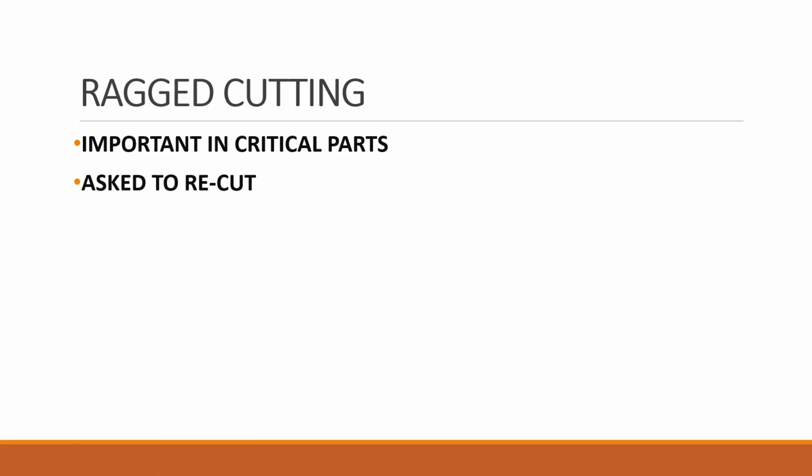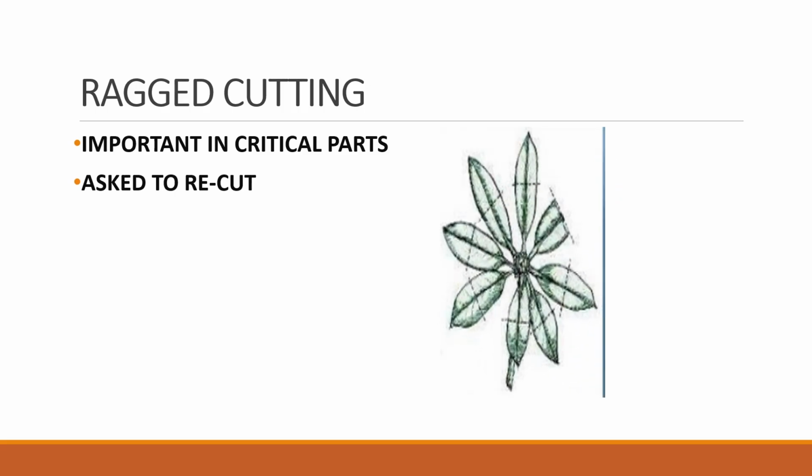Now, there is also another kind of cutting, called ragged cutting. What do you mean by ragged cutting? You see, this is an important cutting operation in some critical parts of the garment, and this is also applicable when anybody is asked to recut. So, ragged cutting, as shown in the figure, is also applicable in the garment industry for different products. So, there also the tolerance comes into the picture.